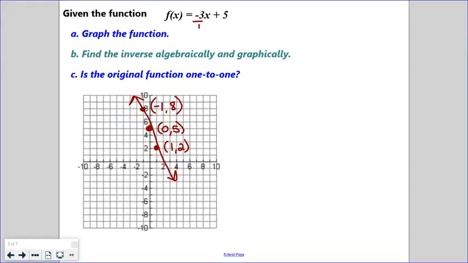It says find the inverse algebraically and then graphically. We did this yesterday, right? When it asks us to find our inverse algebraically, it's asking us to switch x and y, and then solve for y. Right? That's what we did yesterday. We just didn't have a picture necessarily to look at once we were doing that. So I go up to my equation. Remember that this is y, where it says f of x. So I switch my letters. So now it's going to say x equals negative 3y plus 5. Solve for y.